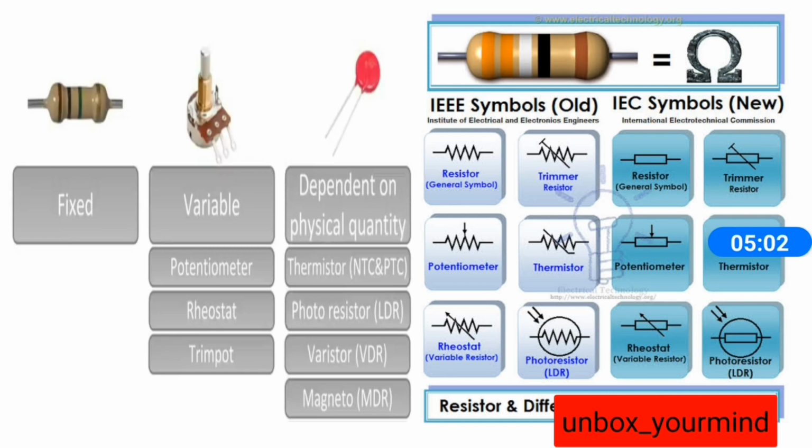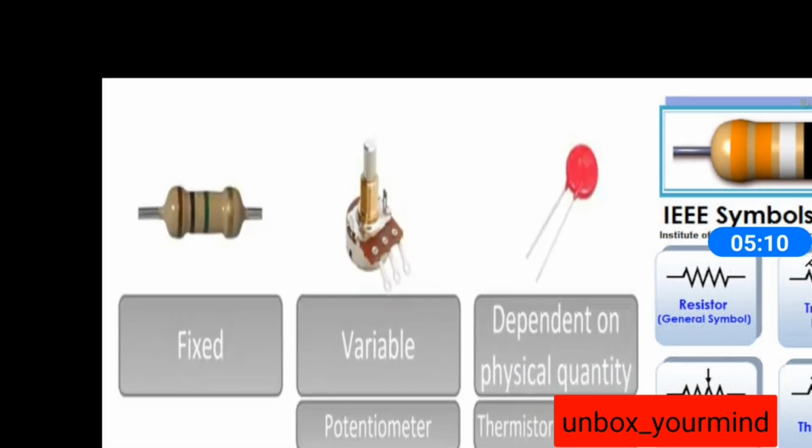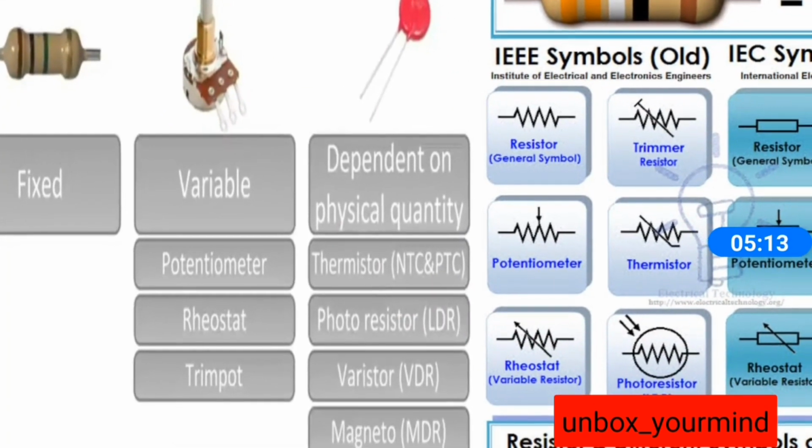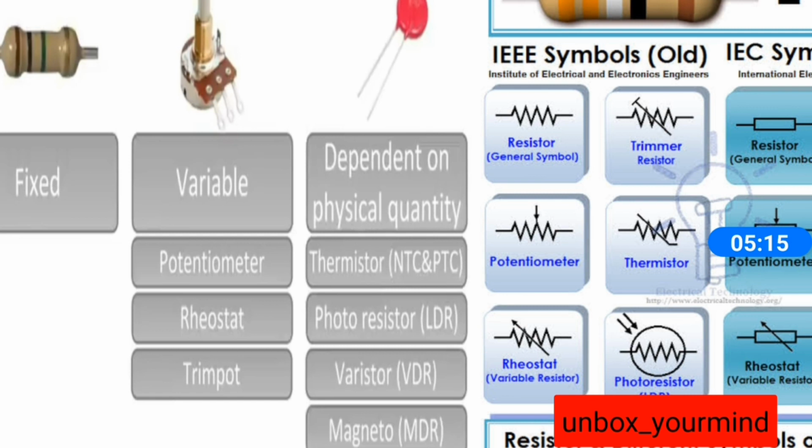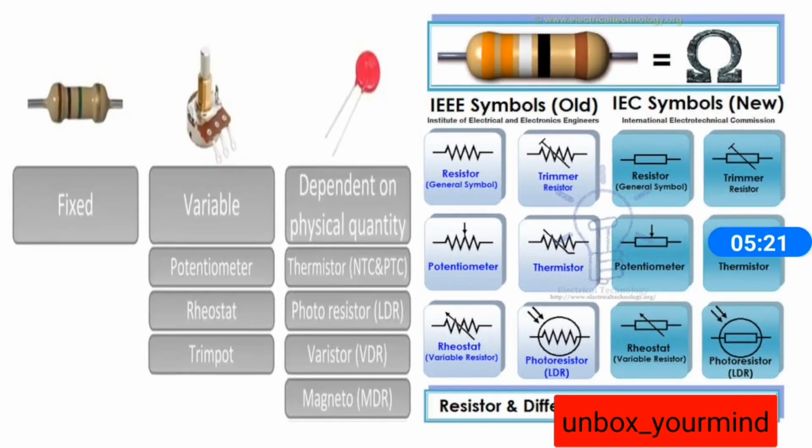We have several types of resistors. The first one, which we use most in circuits, is the fixed resistance, as you can see here. And we have variable resistances like the potentiometer and the rheostat. The rheostat you will be using in the labs for changing the values of the resistance.